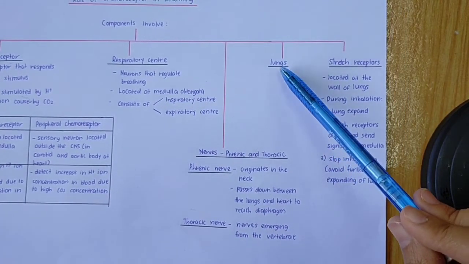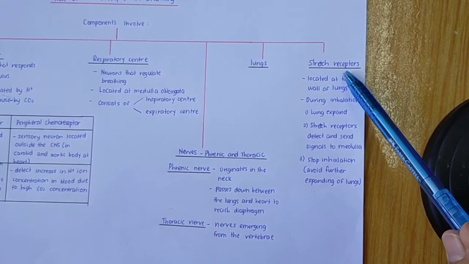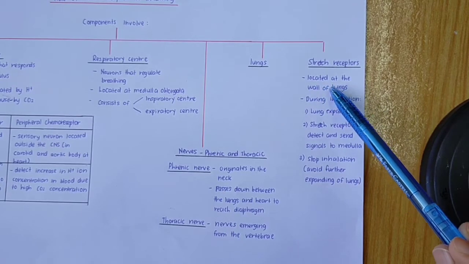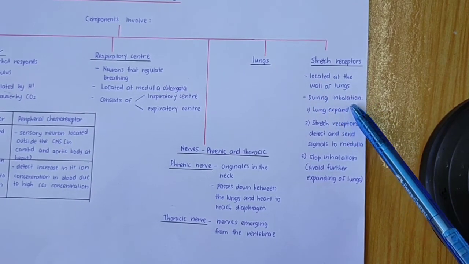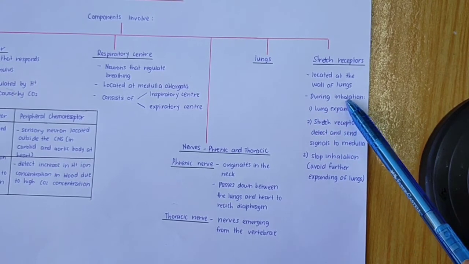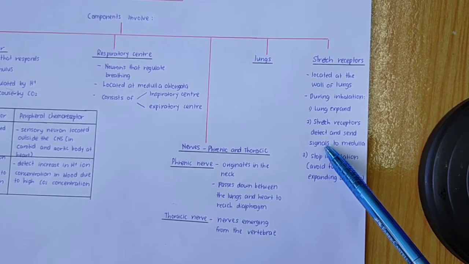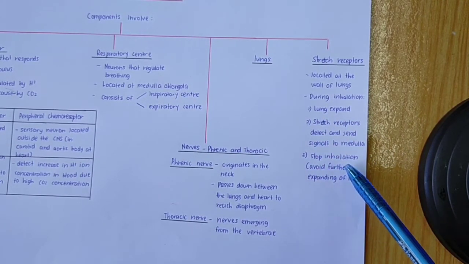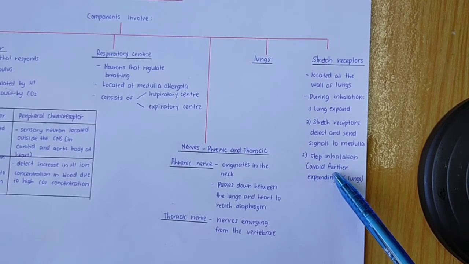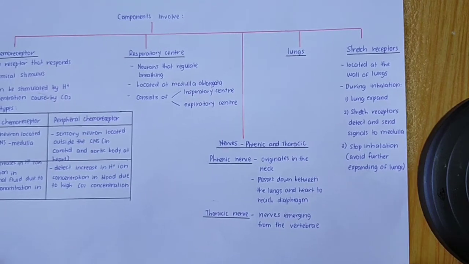Alright, and then the next component is lungs. The last one is stretch receptor. Stretch receptor is located at the wall of the lung. What happens to the stretch receptor during inhalation? The lung will expand. As the lung expands, stretch receptor will detect and send signals to the medulla. What happens? It will stop the inhalation, because it will avoid further expanding of the lungs. So all of these are the components involved in breathing.